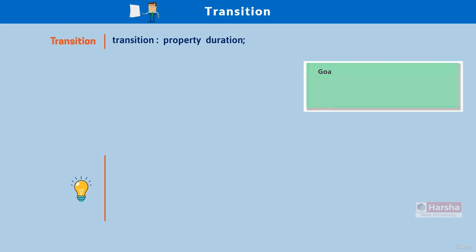But I want the color to be changed gradually instead of sudden change. So slowly red should become green. So this is called transition. In real life applications, the transition will make the web page work smoothly instead of sudden change in the appearance.